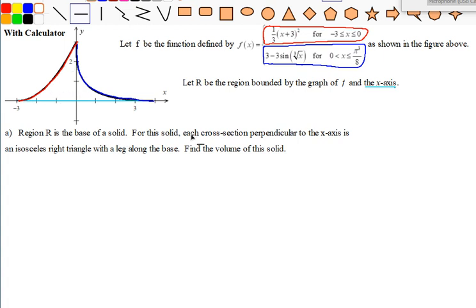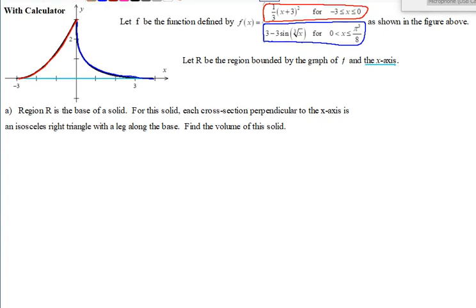And for this solid, each cross-section is perpendicular to the x-axis. So the cross-sections are perpendicular to the x-axis. Here's our x-axis right here. Perpendicular, that means it'd be going vertically like that with dx. And you could also say parallel to the y-axis. That would be the same thing. But usually these are worded in terms of what they're perpendicular to. So perpendicular to the x-axis would be like this.